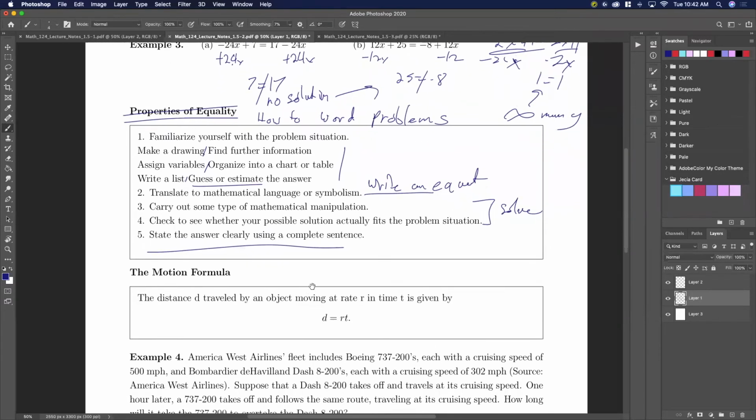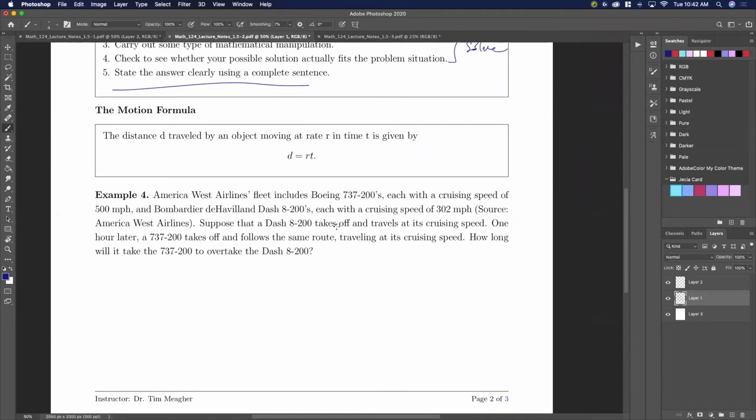All right, so let's talk about the motion formula. There are 2 formulas in this. The distance d of a moving object at a rate, so rate or speed, you can change this word out for speed if you like, in a given time t is distance equals rate times time. And here's one of the things you might see. This is like a word problem I stole straight from the book.